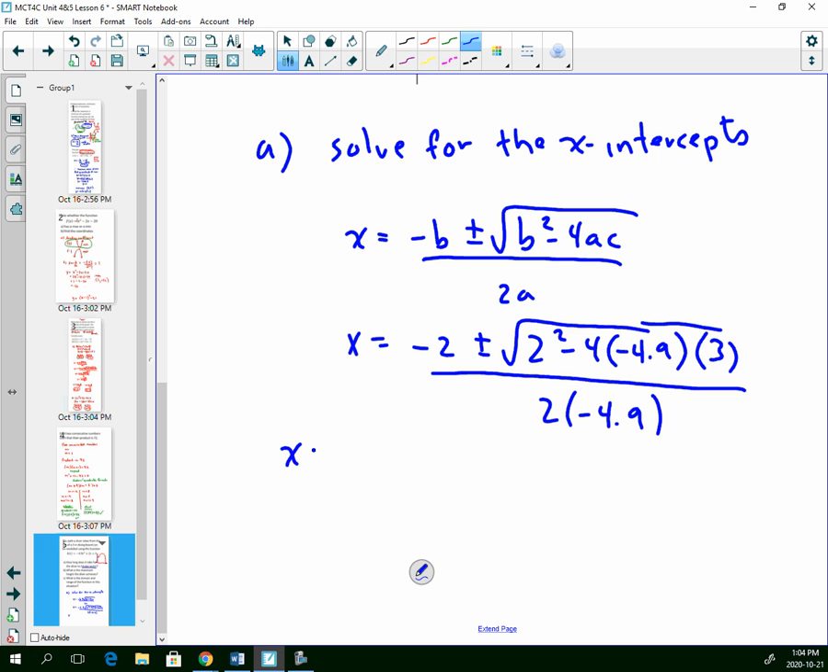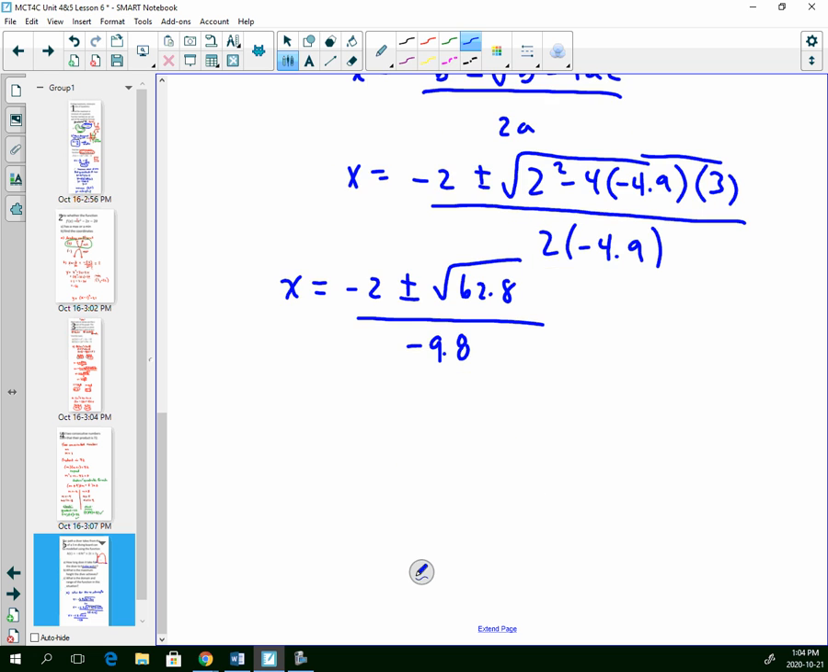Okay, so we have to figure this out. We need a calculator for this. So it's going to be plus or minus. So let's just grab a calculator and plug this in. So I'm just going to do it all together. 4 times 4.9 times 3. So keep in mind you have two negatives here, so that's a positive. Plus 4 is 62.8.